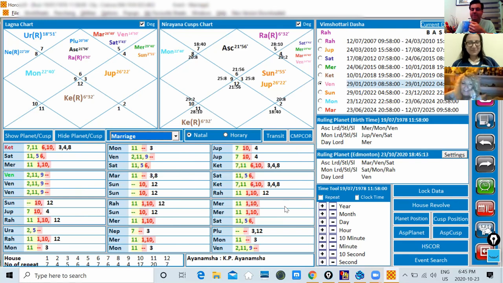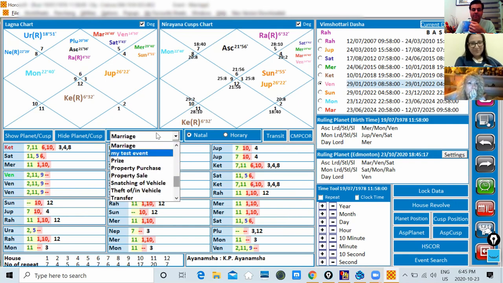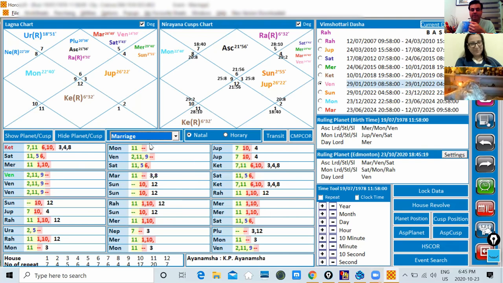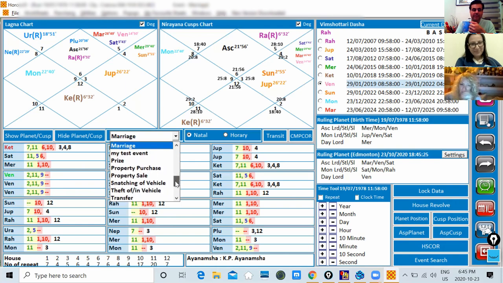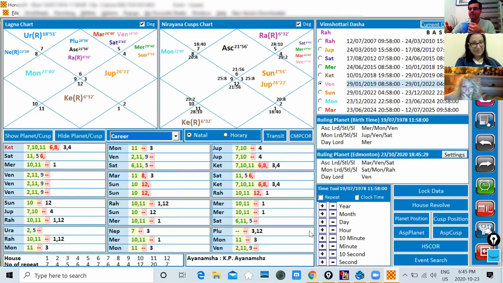How many greens versus how many reds for marriage? See, everything is green, green, green, right? She's golden. And you see her career also. She's good. She's golden. Look at the career. She's golden. She can do just about anything. Exactly.